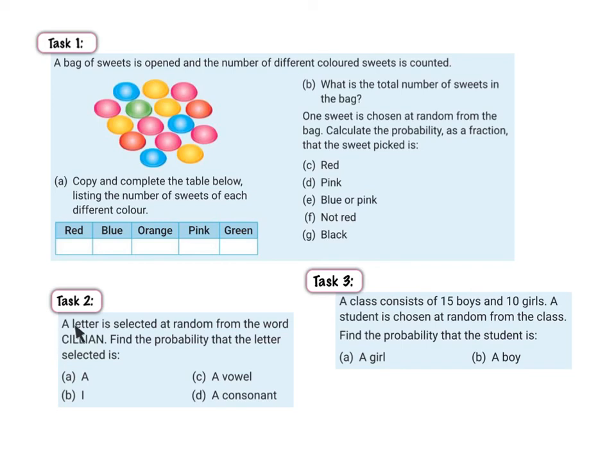And then down here, you've got the letters in the word Killian. What's the probability that A is selected, I, a vowel or a consonant? So you might need to refresh your difference between vowels and consonants. And then task 3 is just about a class consists of 15 boys and 10 girls, and a student is chosen at random from the class. So first of all, you need to figure out, well, if there's 15 boys and 10 girls, how many is there in total? And then you want to find the probability that a student is a girl and the probability that a student is a boy. And remember, every time you're finding probabilities, you put it in its simplest form.